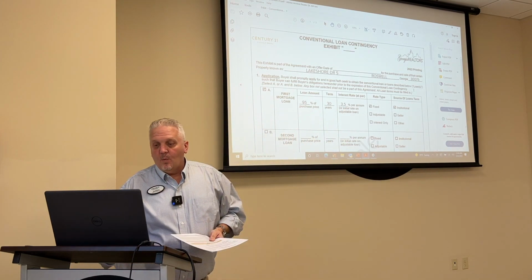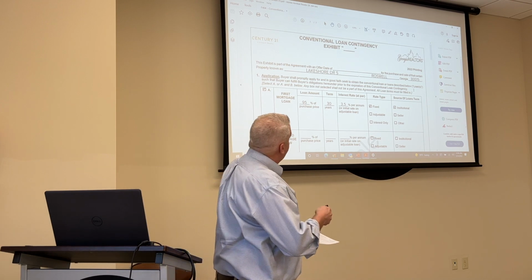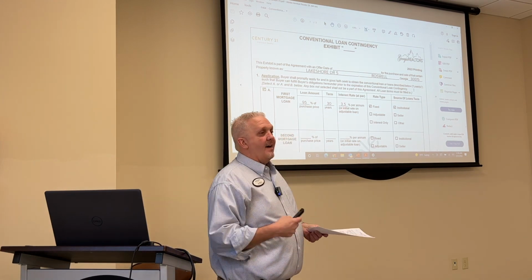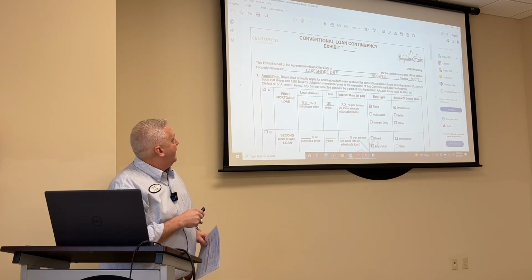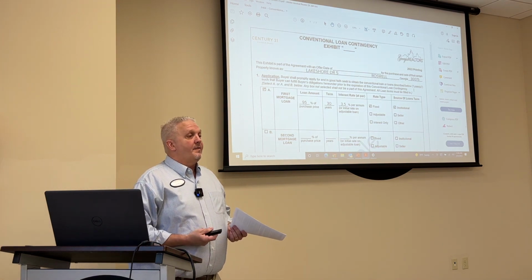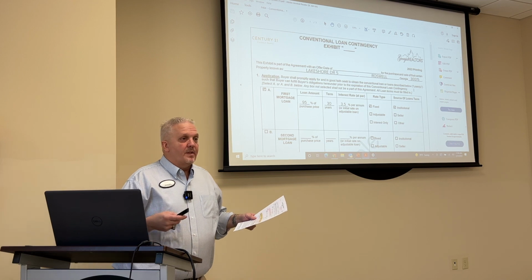So what you want to pay attention to, glad I got my little pointer, is you always want to have a value in on the interest rate within the conventional loan exhibit. Same applies for VA and FHA. All right. So it must be filled in with a value.